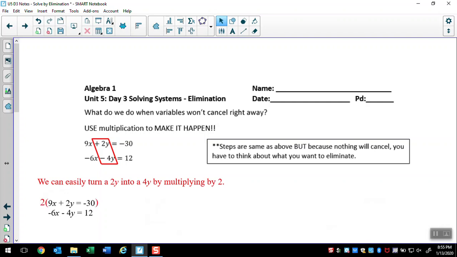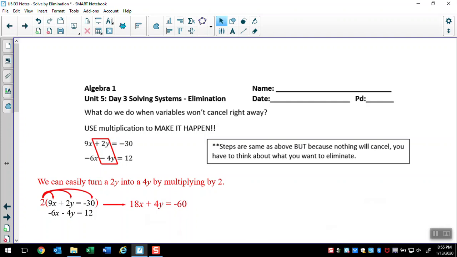So in order to do that, I need to multiply the entire first equation by 2. I can't just change the middle term. I have to change everything to keep it balanced. All right, so I'm going to distribute that 2. So 2 times 9x, 2 times 2y, and 2 times negative 30. Once I've done that, I end up with 18x plus 4y equals negative 60.